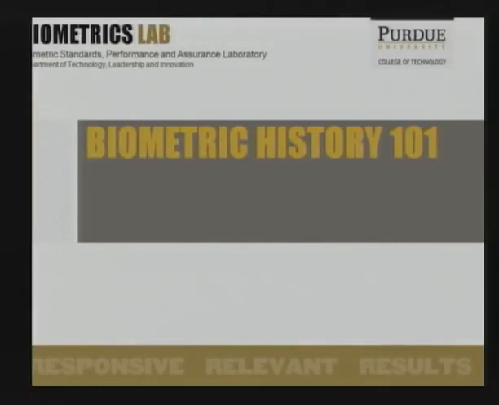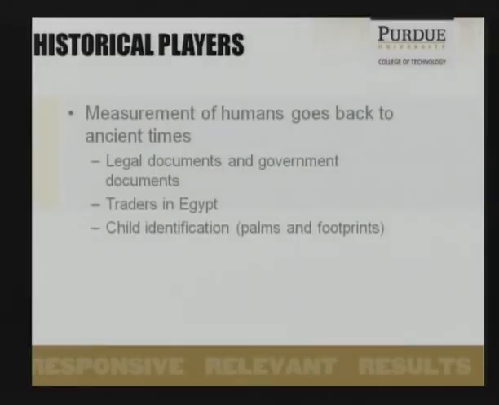Let's take a quick step back at history, give you a perspective of where we've come from, because that will also indicate some of the challenges that we have in directing where we may want to go. And if you don't understand history, then you have a tendency to repeat yourself. So biometrics in its concept has been around for absolute centuries. You've got legal documents and government documents being traced back to well before Christ in terms of date lines. Traders in Egypt, child identification in palms and footprints. You'll see on cave walls this activity.